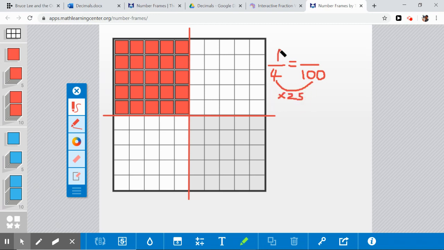So what do I need to do to my top to make it equivalent? Whatever I do to the bottom, I must do to the top. So 1 times 25 is 25. And let's just check. 1, 2, 3, 4, 5, 10, 15, 20, 25. So if we know that 1 quarter is the same as 25 hundredths, well, 25 hundredths as a decimal is 0.25.